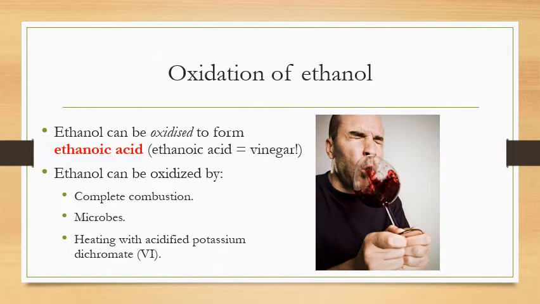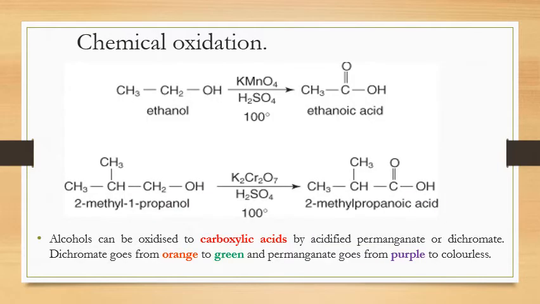So ethanol can be oxidized in three ways, either through complete combustion, forming carbon dioxide and water, through microbes to form vinegar, or chemically by heating with acidified potassium dichromate, which we demonstrated in class today. So in terms of chemical oxidation, it can occur in two ways, most commonly in the laboratory. Alcohols can be oxidized into carboxylic acids, which is this new class of compound, by using acidified permanganate or dichromate.